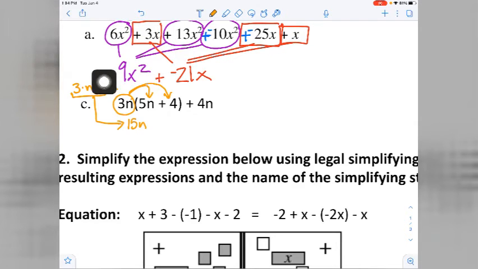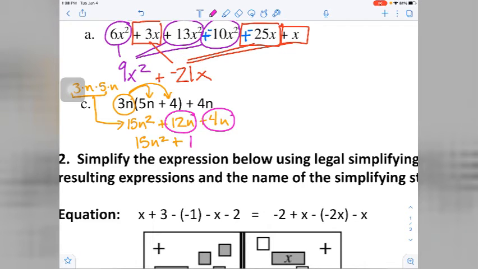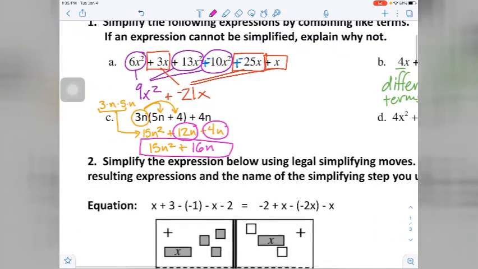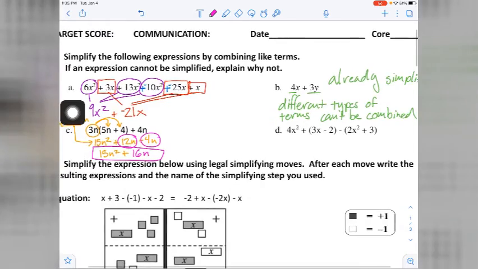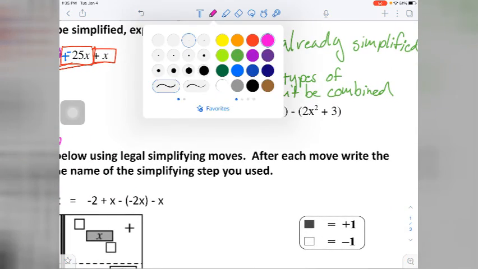3n times 5. But then you have this times this other n. So you actually have 2 n's here. So this is going to become 15n squared. After that, we have 3n times 4, which is 12n, and then plus 4 more n. The total is 15n squared, and then I can combine 12n plus 4n, which is 16n. So this should be your simplified answer here. Most students did not pick up on the 15n squared. That was highly proficient. If you missed it, not a big deal, but if you got it right, kudos.